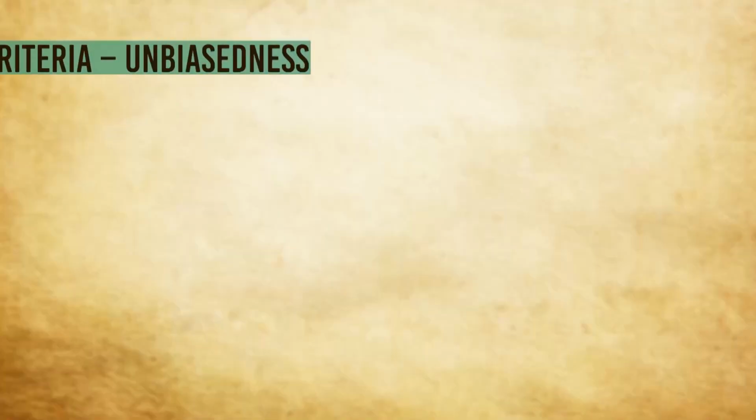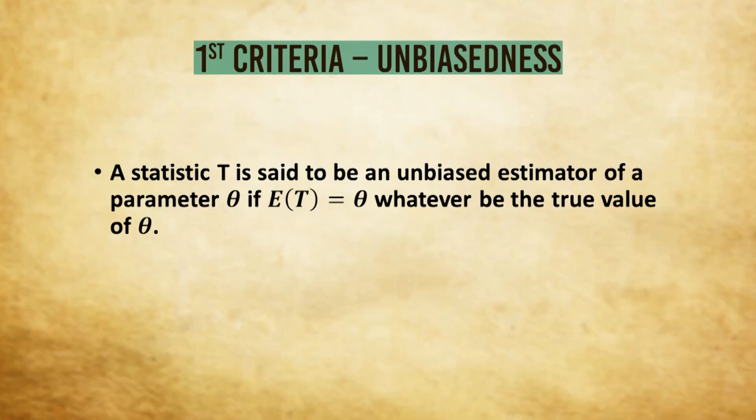There are basically two criteria through which we will decide whether a given estimator is good or not. The first criterion is unbiasedness. A statistic T is said to be an unbiased estimator of a parameter theta if the expectation of T is equal to theta, whatever be the true value of theta. Now, "whatever be the true value of theta" has some special meaning. Expectation of T is equal to theta.